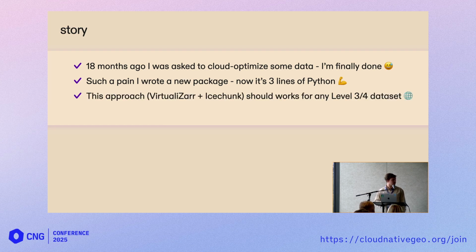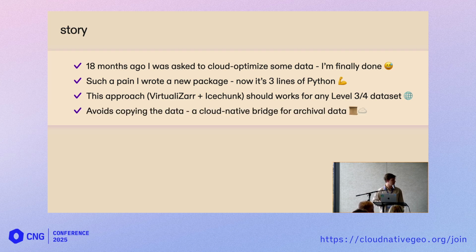And I want to argue that this approach, this VirtualiZarr package with the IceChunk format, should work for basically any level 3 or 4 data set. It also has the huge advantage of avoiding copying the original data. So it's really like a cloud-native bridge for archival data.